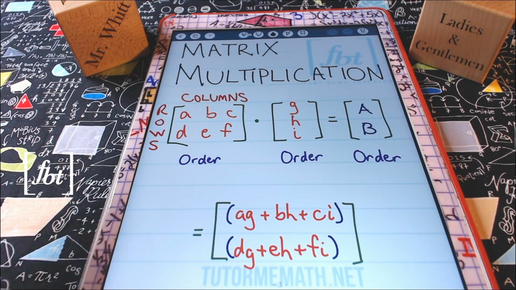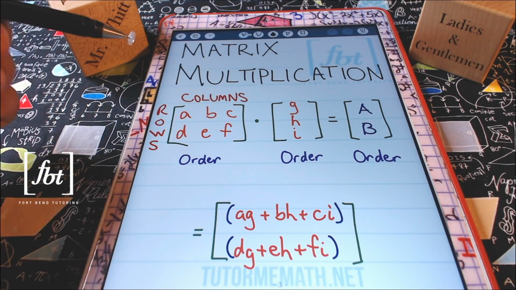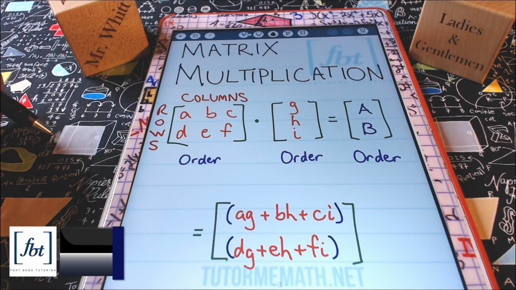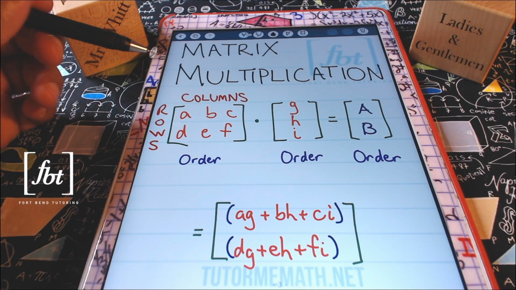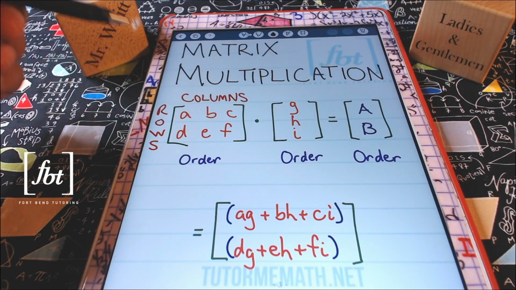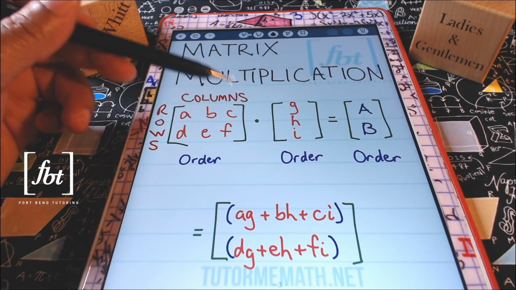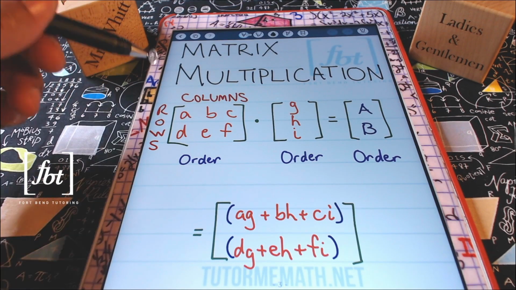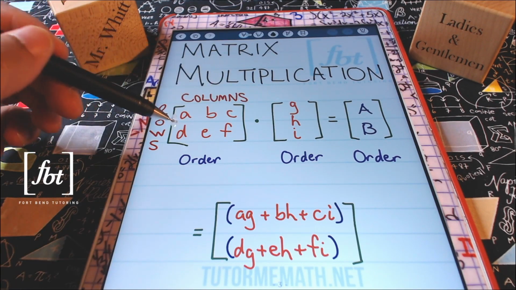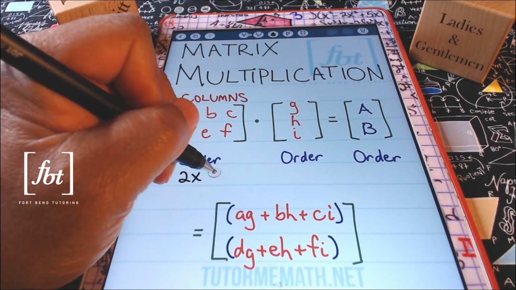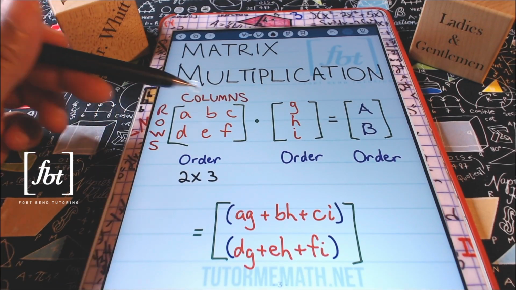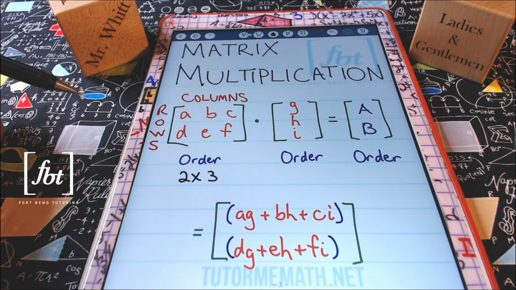What you'll need to know is that in order to multiply matrices, you'll need to verify that the order of each matrix is compatible with the other. So what do I mean by that? I mean that the order of a matrix is defined by the rows, meaning the horizontal values, by the columns, which are your vertical values here. For instance, in this first matrix that has elements A, B, C, D, E, F, the order is a 2 by 3 matrix, because it has 2 rows as well as 3 columns.